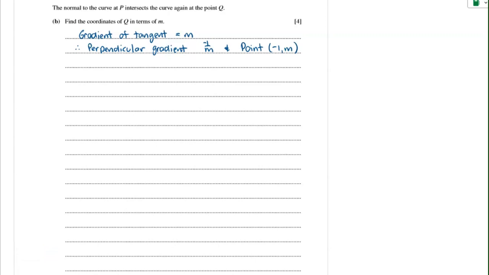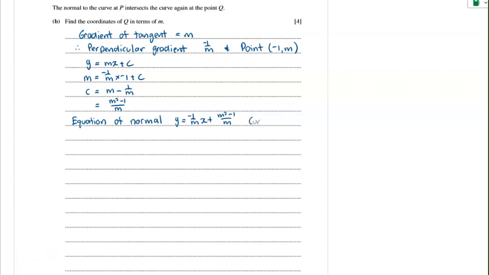Now that we have the gradient and a point, we can find the equation of the line. And so we put the values in, we'll get m is equal to the gradient negative 1 on m times x value negative 1 plus c. Rearranging, we find that c is going to equal m squared minus 1 divided by m. So the equation of the normal, it looks complicated, is y is negative 1 on m times x plus c, which is m squared minus 1 over m.